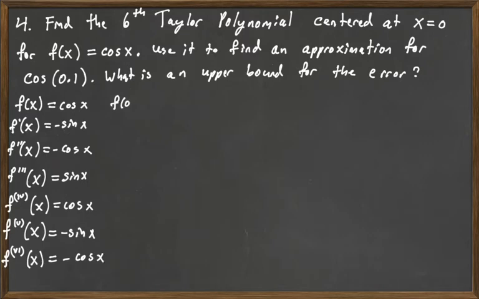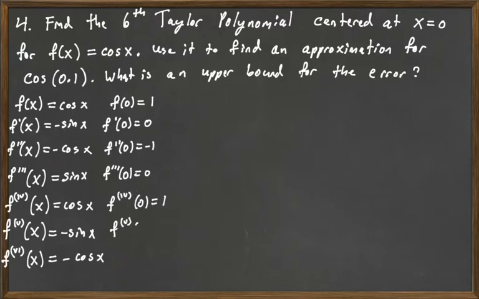And so now we're going to evaluate each one of these at 0. So the original function at 0 is 1. First derivative at 0 is 0. Second derivative at 0 is minus 1. Third derivative at 0 is 0. Fourth derivative at 0 is 1. Fifth derivative at 0 is 0. And the sixth derivative at 0 is going to be minus 1.